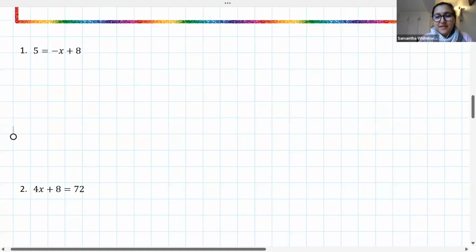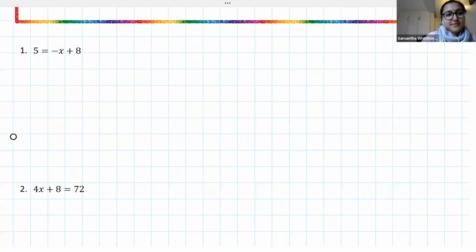Ma'am, I first moved the 5 to the right, which made it a negative 5. Then I moved x to the left, then it became positive x. Then I said 8 minus 5, which is 3, which is equals x equals 3.